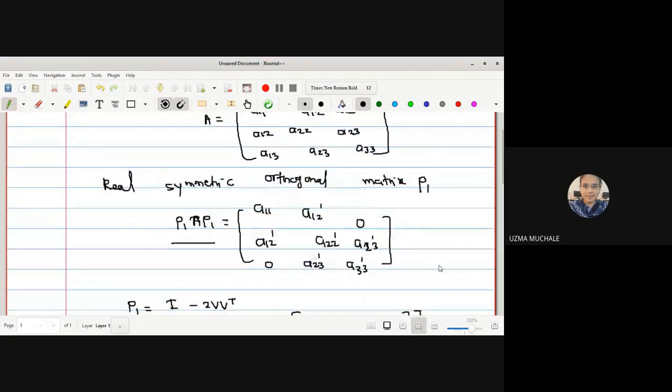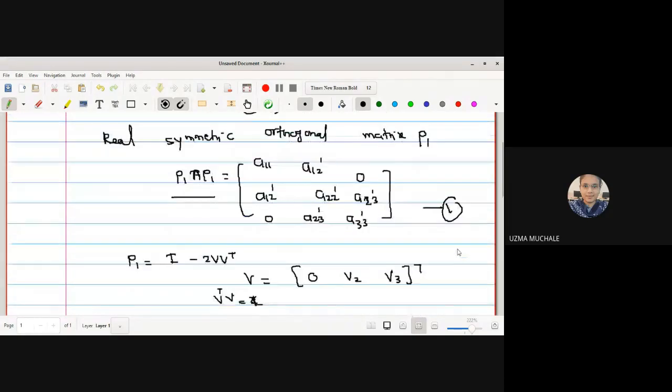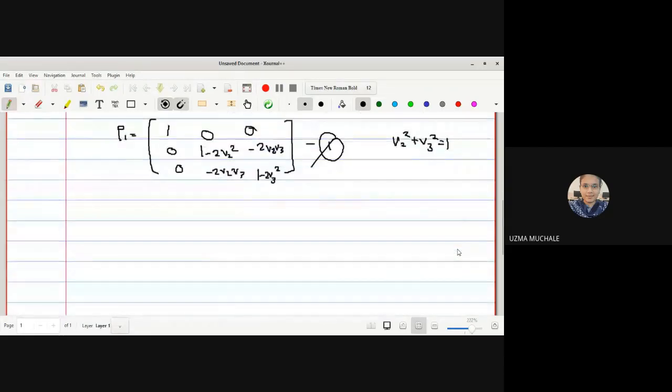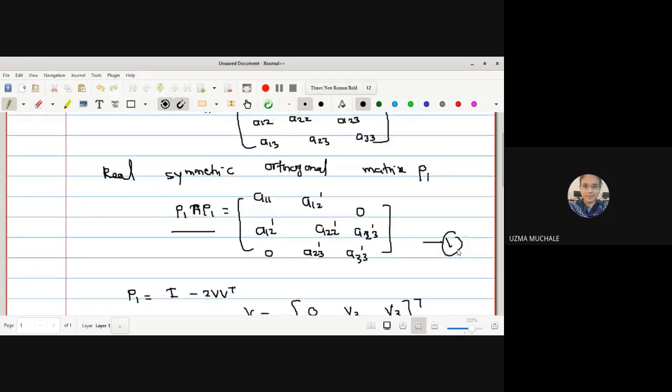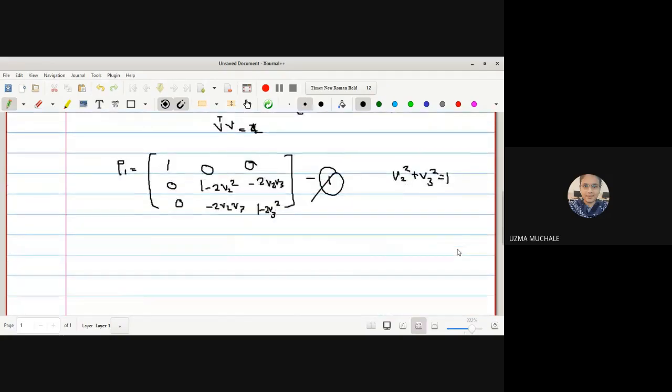P1 A P1, this is our equation 1. This we are going to find out later on, what these primes are: A1 2 dash, A1 2 dash, A2 2 dash, and A2 3 dash, and A3 3. Okay, so here what is our aim? To find a real symmetric orthogonal matrix P1 such that P1 A P1 should be of this form, condition equation 1. Okay, for that, these are our assumptions.